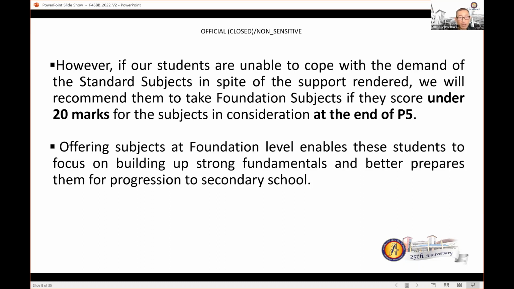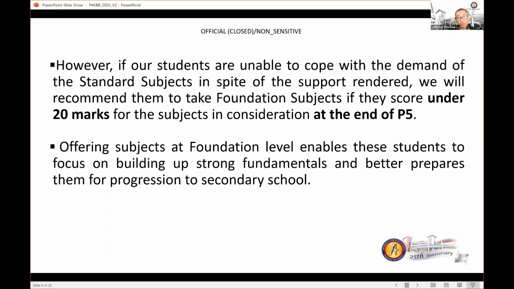For those cases where the children are really not coping very well, taking the subject at the foundation level, number one, avoids them getting an AL8. Number two, with that narrower range of topics that they need to cover, they have a chance to at least build on the fundamentals that they really need. Otherwise, if we keep them in standard and they find it so difficult to cope with a wider range of topics, then it's better that they go to foundation, to a narrow range, and just focus on getting those pieces right.